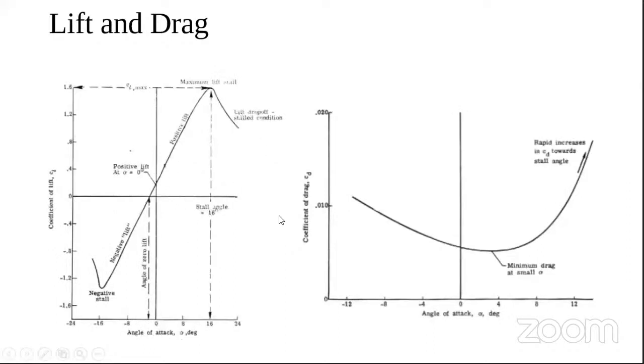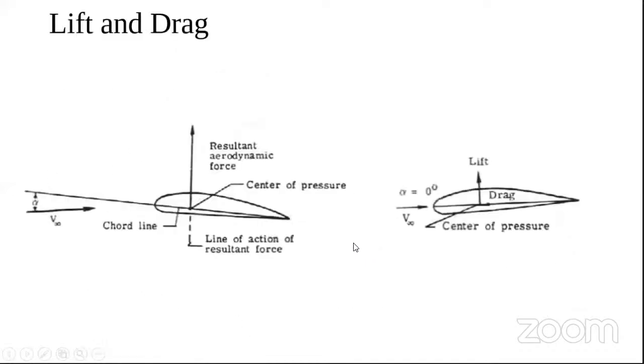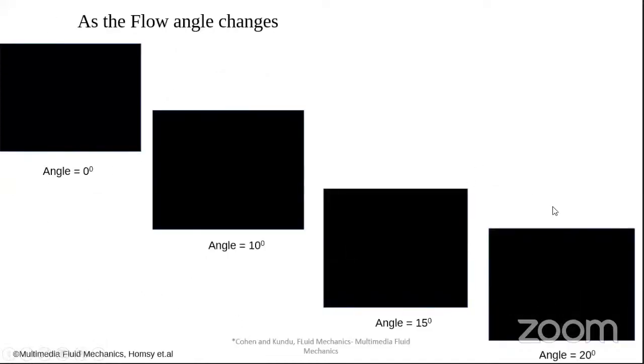This is actually a wind tunnel test done for a particular airfoil. So now you can see, as you increase the angle of attack, you forget about this negative side, we'll talk about it later. On the positive side, you can see the lift increases slowly, and then it comes to a point after which it is not able to generate anything. Why does it happen like that? I'll explain this with this.